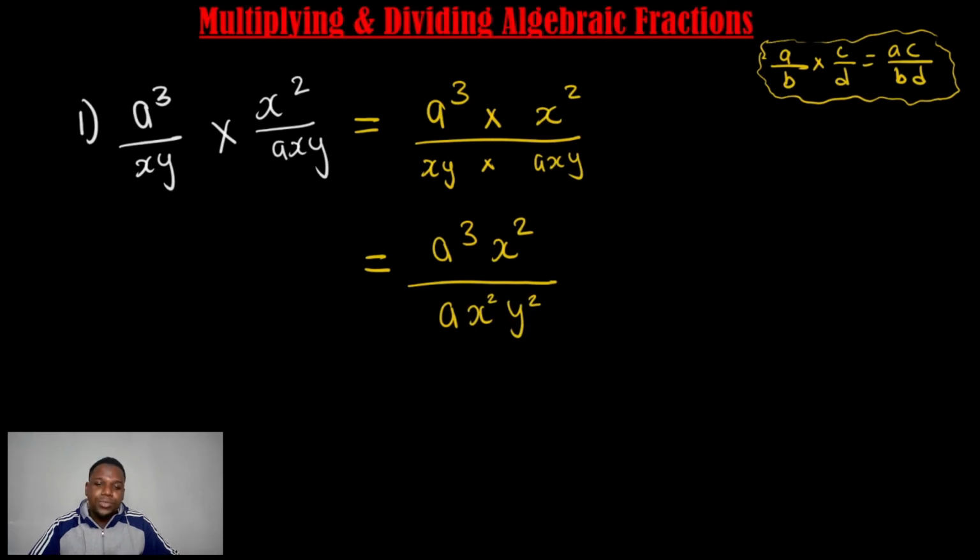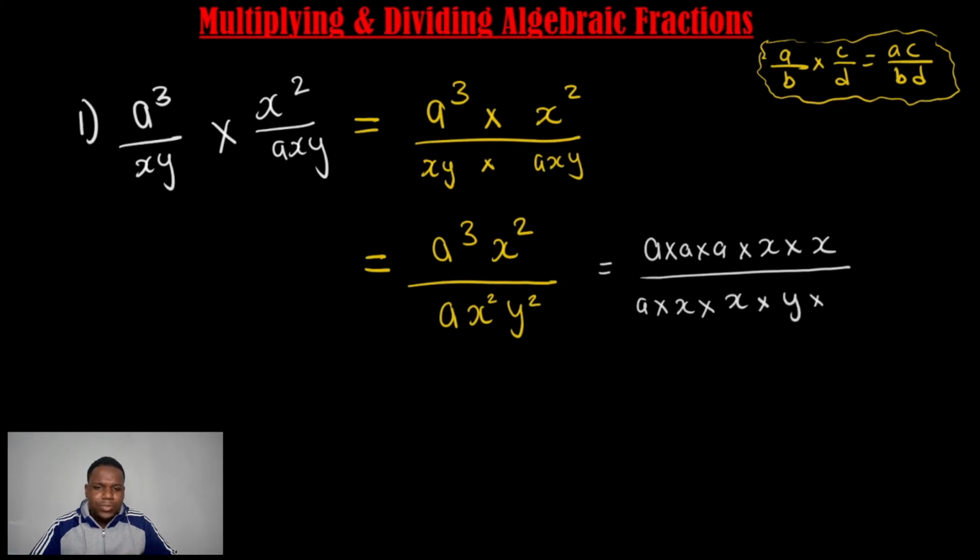Next thing we're going to do now that we have one fraction is to see if we can simplify anything. For this first example, we're going to write the fraction in expanded form. For the numerator, it would be a times a times a, that is a cubed, and x times x, multiplying x 2 times. So that is the expanded form for the numerator. For the denominator, it would be a times x times x times y times y.